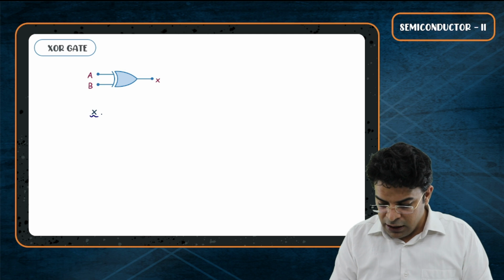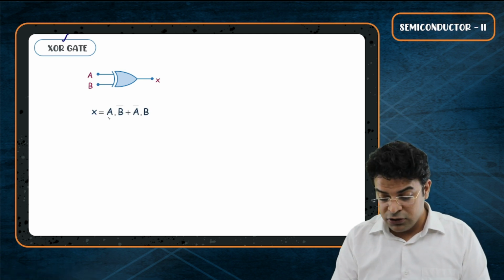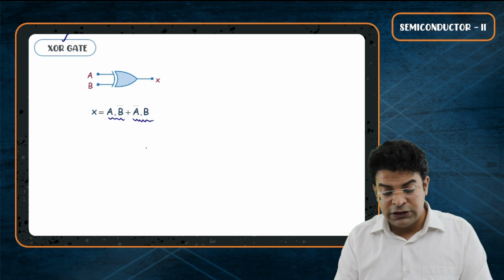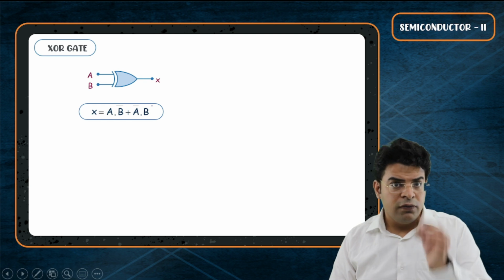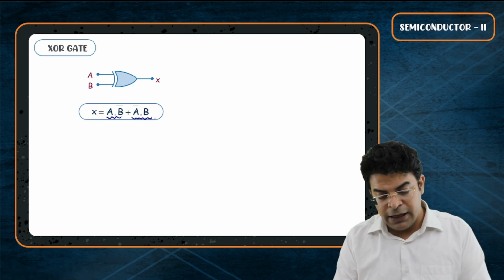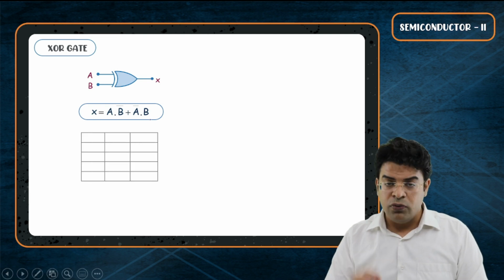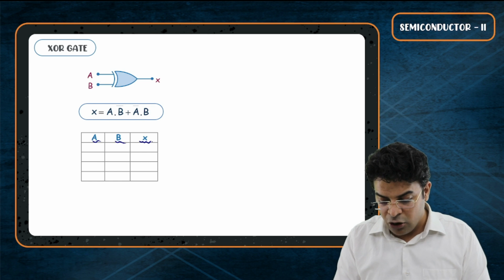So only the signal from the first input or the second input should be high. So the Boolean expression for the XOR gate looks like x equals a dot b bar plus a bar dot b. Now this is something symmetric and you need to remember it. For the XOR gate, the Boolean expression is a dot b bar plus a bar dot b. And if you visualize the truth table, let's say the two inputs are a, b and the output is x.